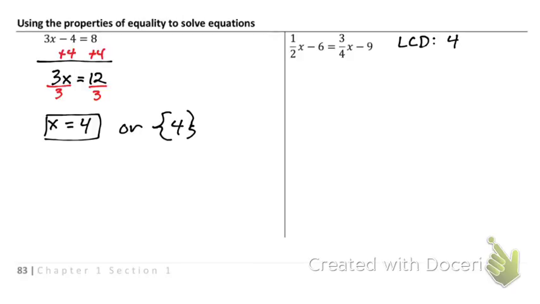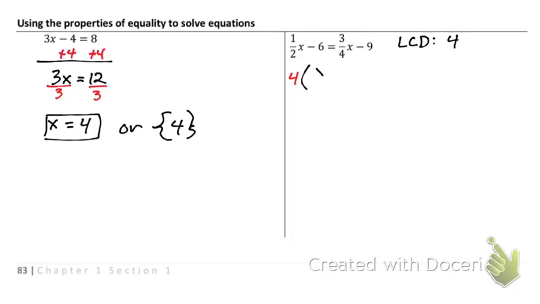Now, with clearing fractions, if you don't recognize 4 being our lowest common denominator, you can always multiply your denominators out. Go 2 times 4, and 8 would be a common denominator, and 8 would work to solve this as well. So since we know it's 4, we are going to multiply both sides of the equation by 4.